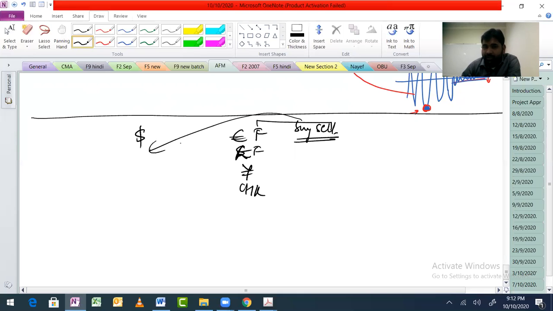Do you get my point? If you want to buy yen futures, you will have to commit some money, right? That will be against some other currency. That currency is dollar. And this whole thing is designed to suit a person who is in the US.